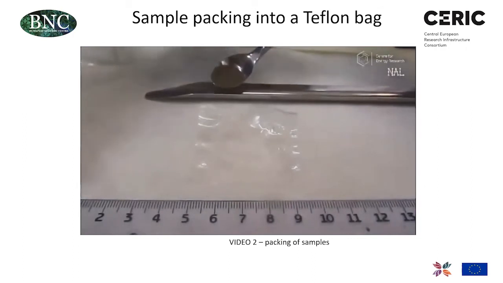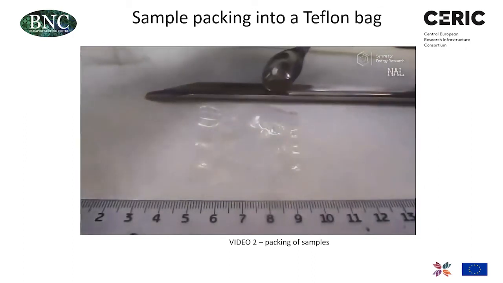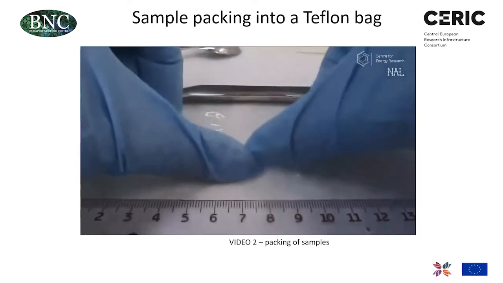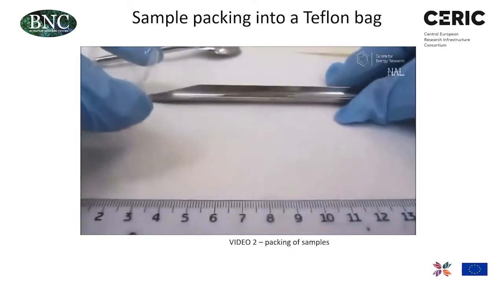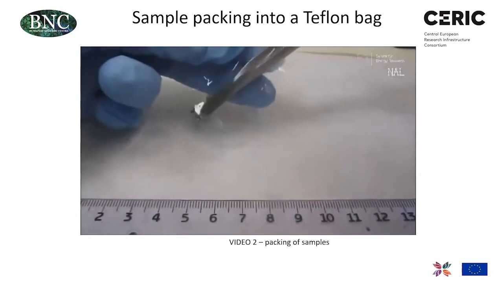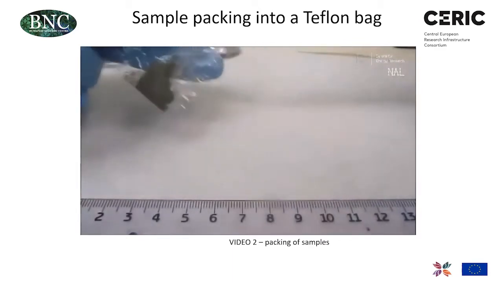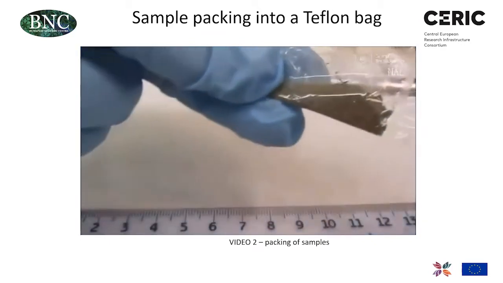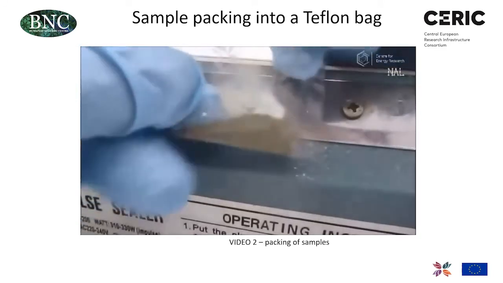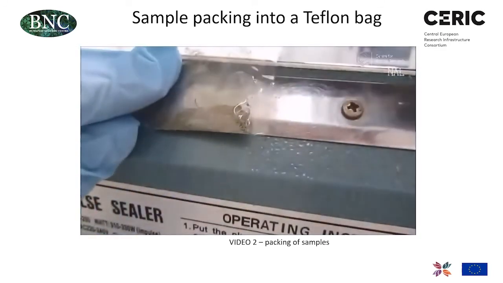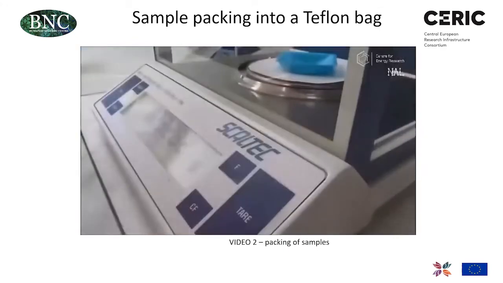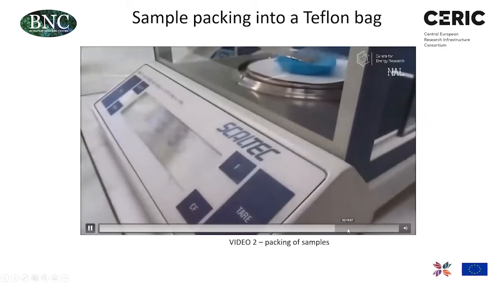In the second example, we pack a powder sample, which goes almost the same way. You have this prepared Teflon bag. You put in the powder, about 1 gram, and then we heat seal the top part. And then again we do the weighing.